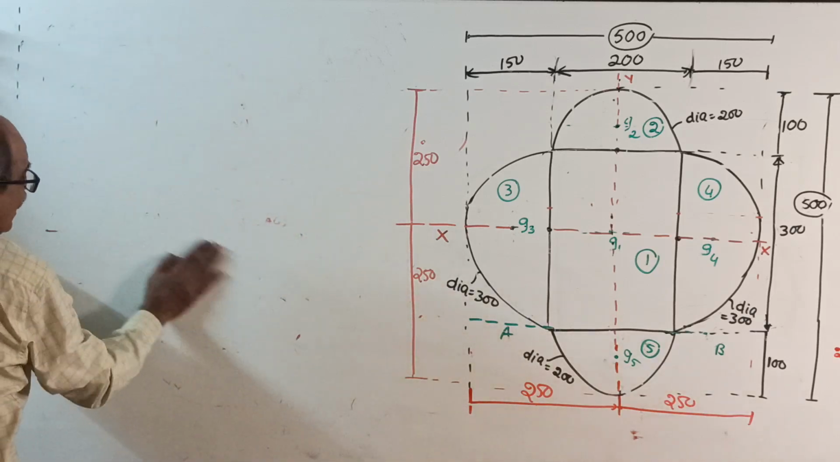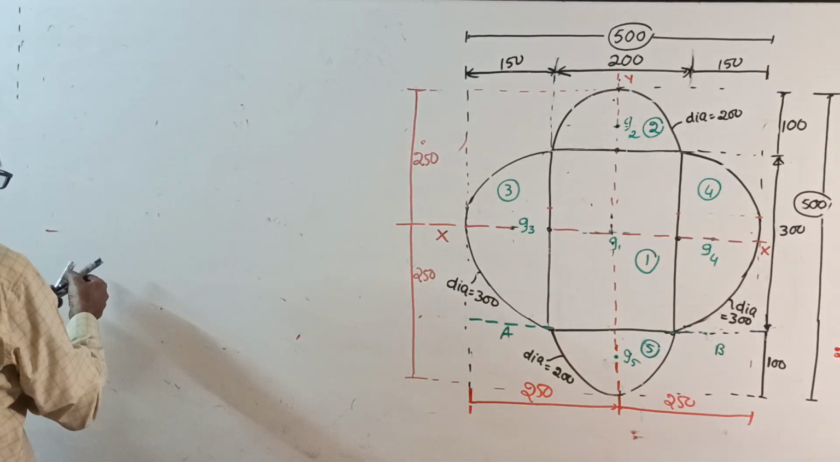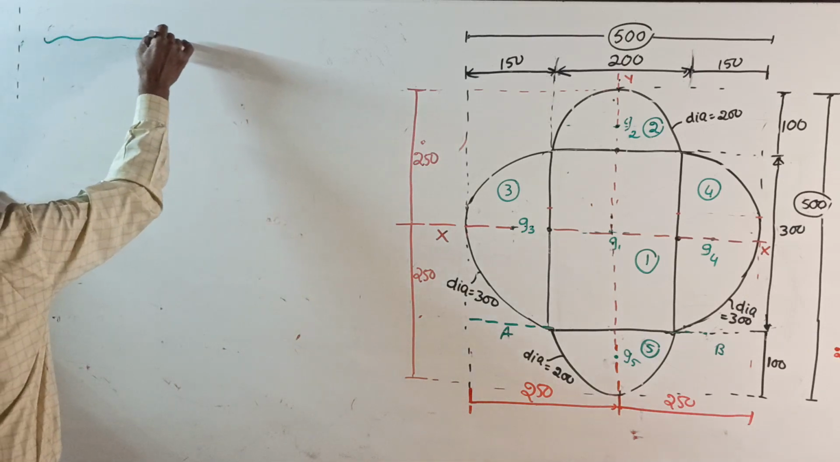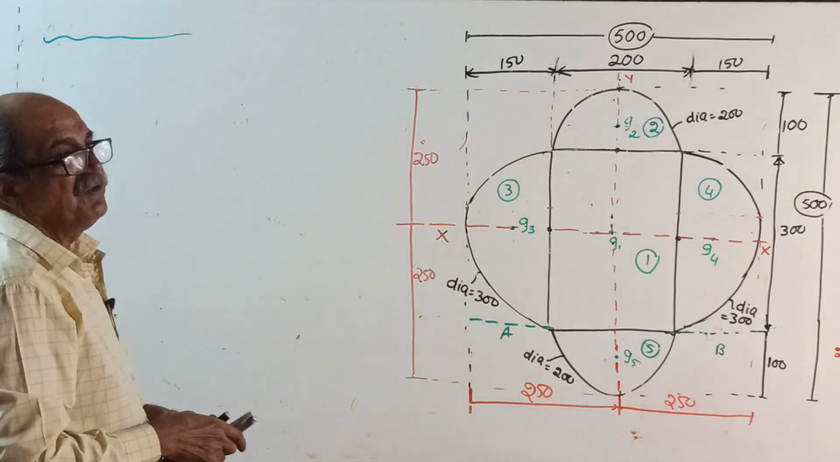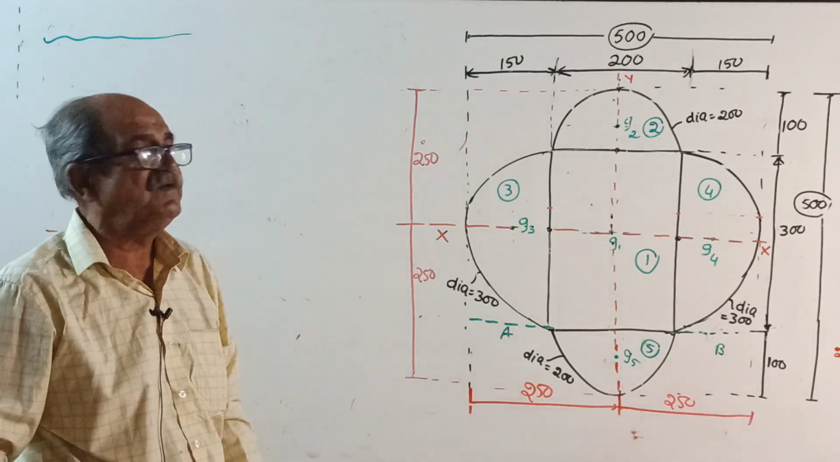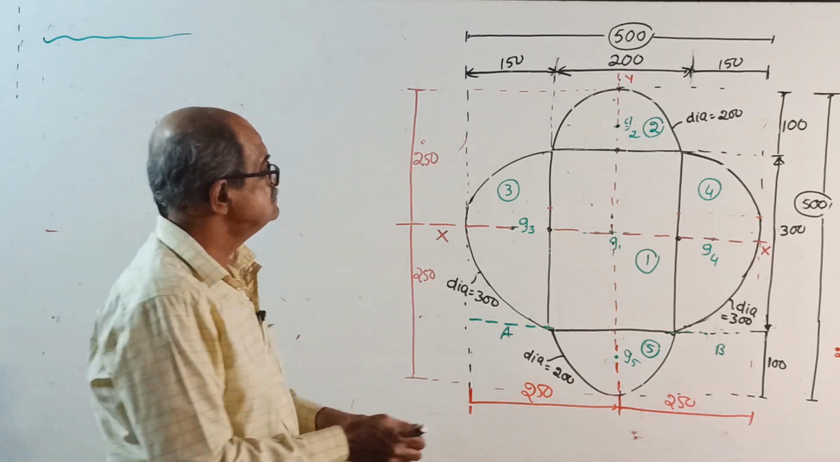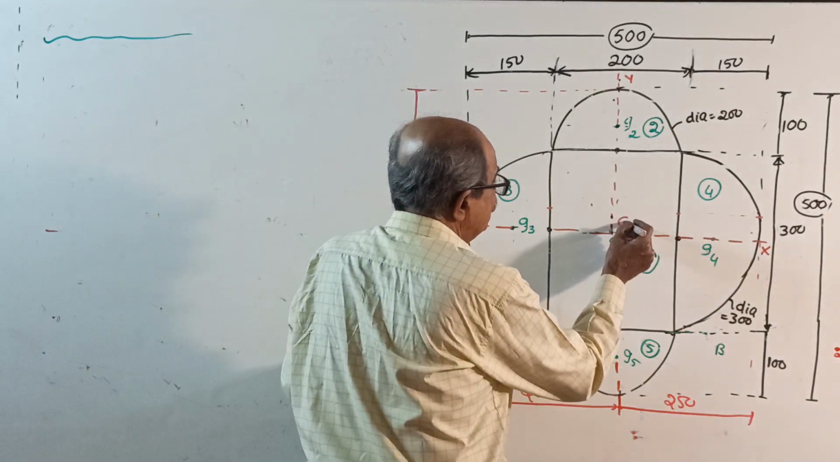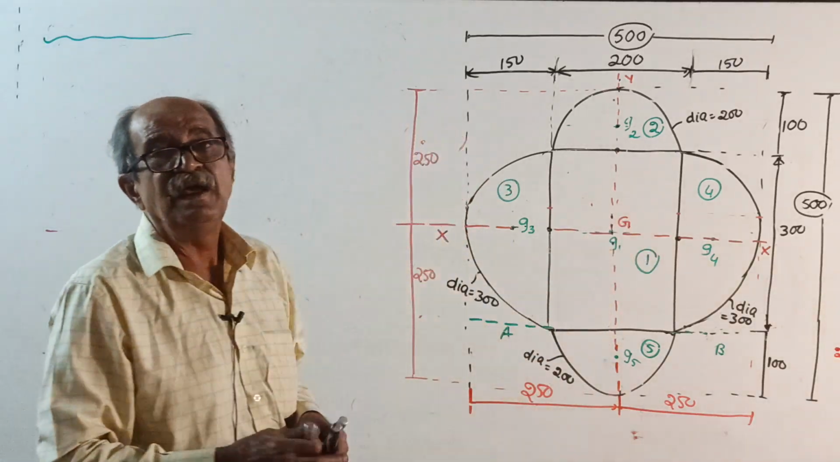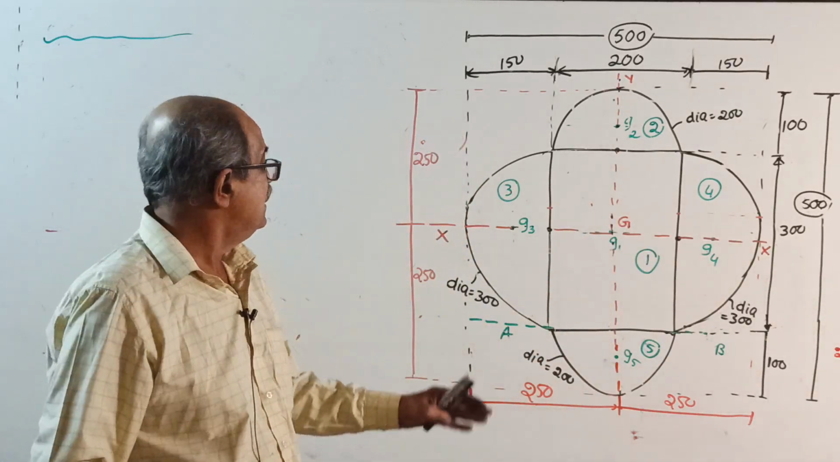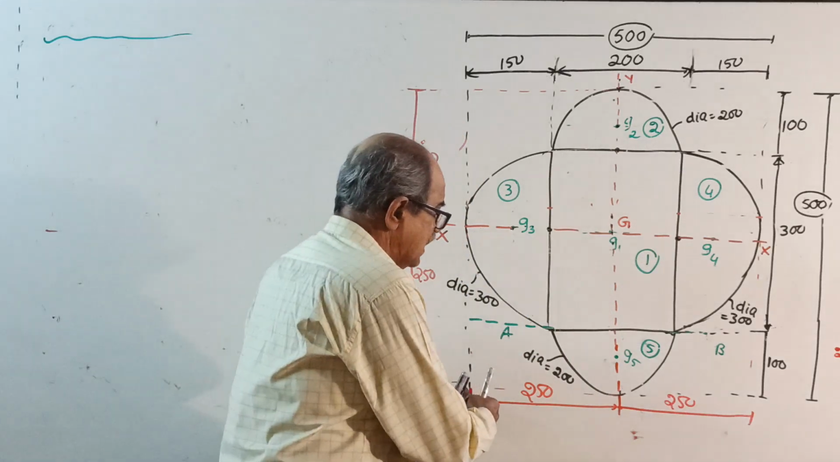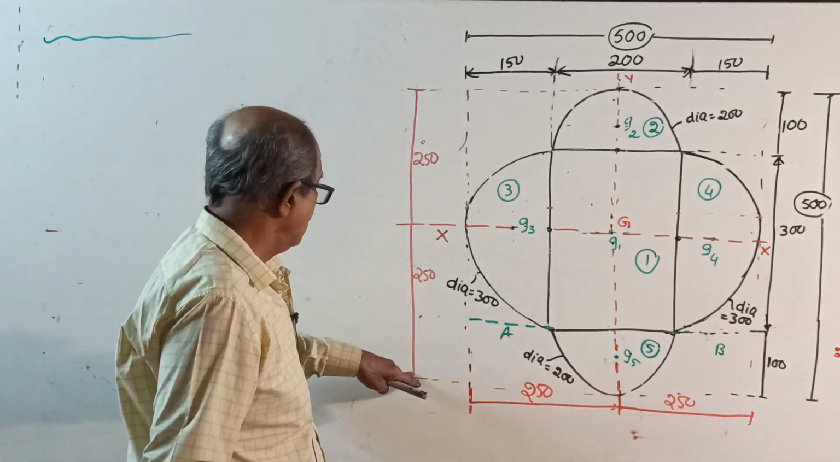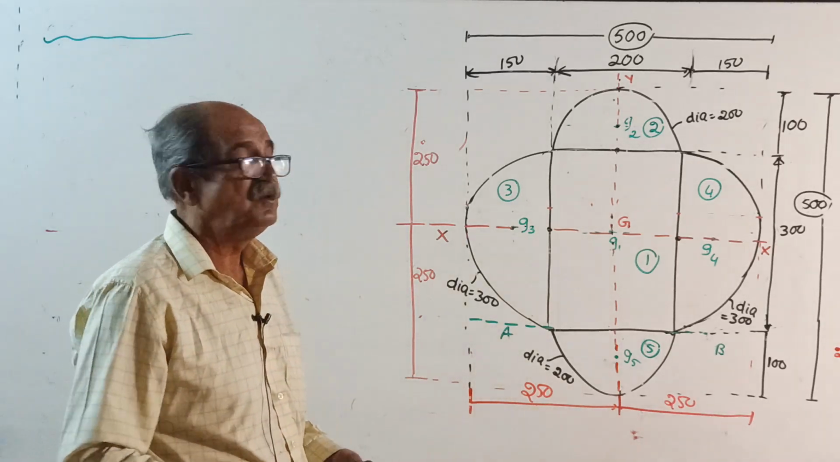Without wasting time, I will finish now only. First, do the usual: calculation of moment of inertia about centroidal axis, IXX, IYY. Before that, make a note. In this question, there is no need of calculating X bar and Y bar both. Even if you calculate, X bar will come 250, Y bar will also come 250. Waste of time. Okay, start.